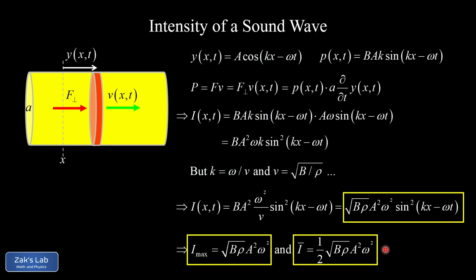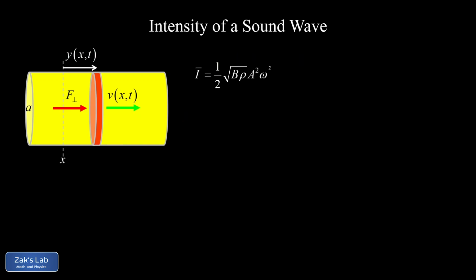Now the last thing we want to do is express this in terms of the sound pressure instead of the displacement amplitude. So there's our expression for the average intensity in terms of the displacement amplitude. In other words, the actual physical wiggling of the air molecules. And we want to reformulate this in terms of pressure. So we go back to this relationship between the maximum pressure of a sound wave and the displacement amplitude. So P is equal to B times A times k. And we just have to solve for A there and sub it in. So A is just P over Bk.